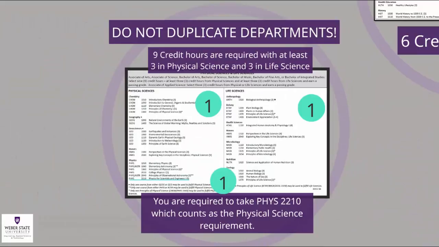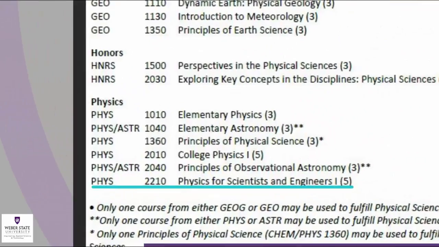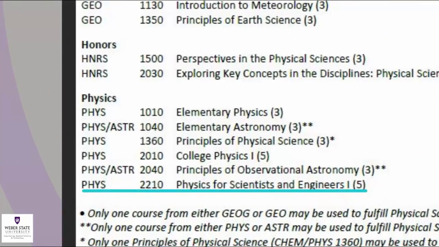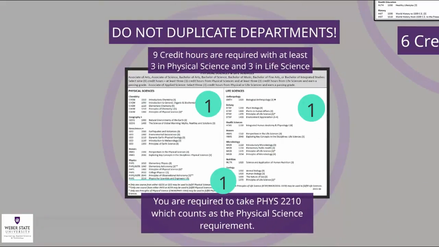The last portion of your breadth requirements is the physical and life sciences found on page 3 of the general education requirement sheet. This requirement works much like the creative arts and humanities in that you need to complete 9 credit hours. Of those 9 credits, you must complete at least 3 credits in physical science and 3 credits in life science. Please note that computer science majors are required to take Physics 2210. This means you will choose this course to fulfill your physical science requirement.